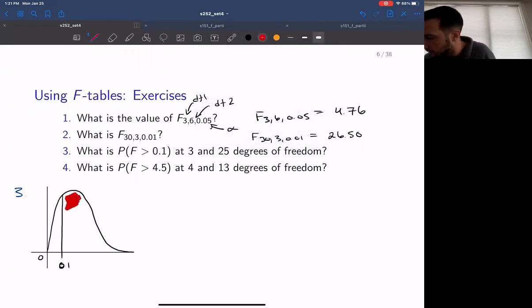Okay, so we want this red shaded area here to the right of 0.1. All right, so we need to find 3 and 25 degrees of freedom using our F table.